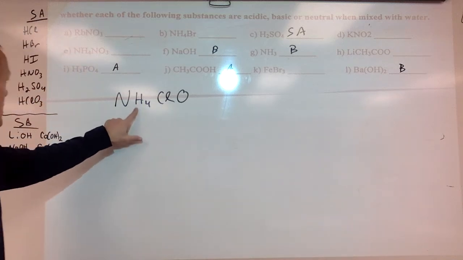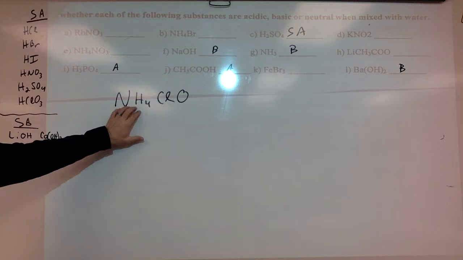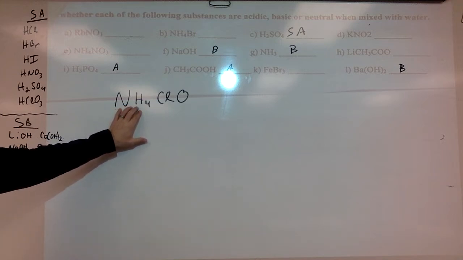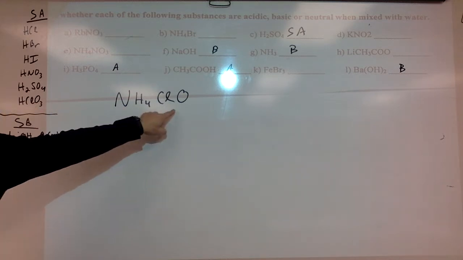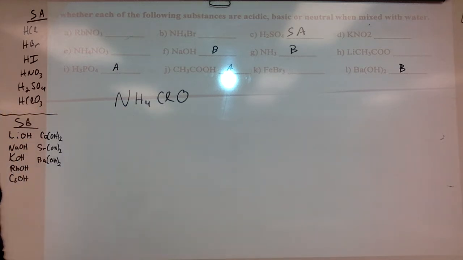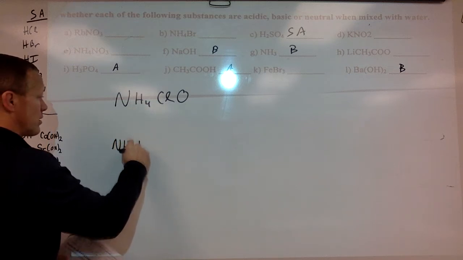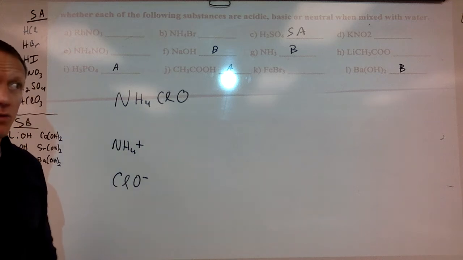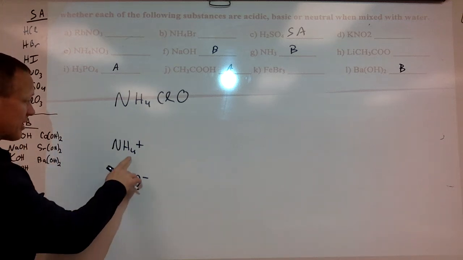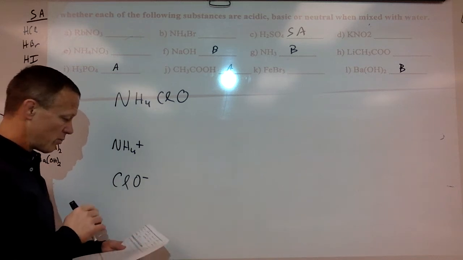Well, this is not from one of these. So this affects pH. It has a hydrogen to give, so it's going to be acidic. This is also not one of those. It's not ClO3, it's just ClO. So that also affects pH. So NH4 plus and ClO negative both affect the pH. This has the ability to give away hydrogen. This has the ability to take a hydrogen and make OH negative ions in water.